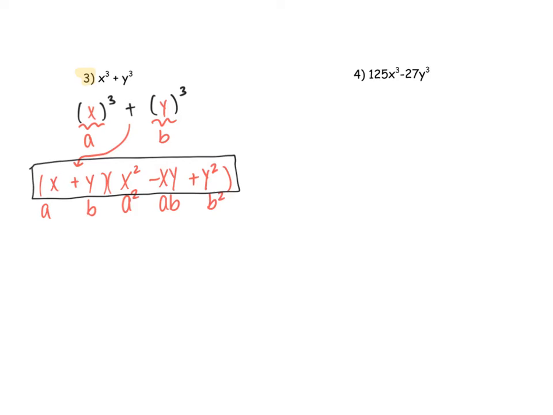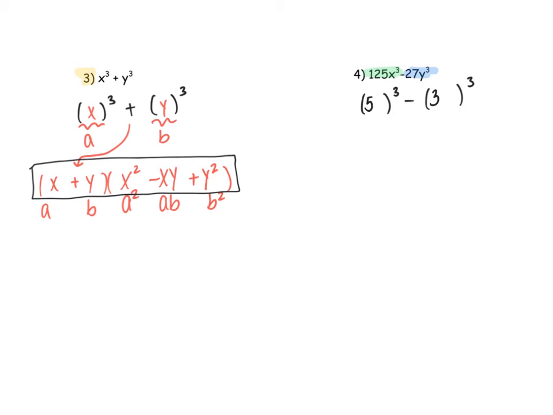Awesome. All right, let's take a look at number 4. Number 4 is a bit tricky because we have to figure out what thing cubed minus what thing cubed. So if we look at our first term, we have 125x to the third, and our second term is 27y to the third. So we know from previous examples that 5 to the third power is 125. So I can go ahead and put that in. And we know that 3 to the third is 27. So I can go ahead and put that in.